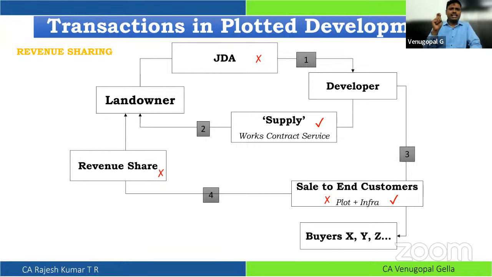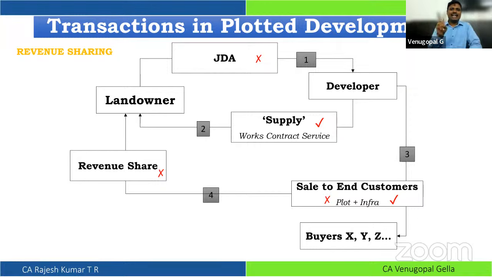Absolutely. The answer is, I'll tell you the simple answer. You are not the owner of the land. You got the land by virtue of the joint development agreement. That means you have provided a works contract service to the landowner, in lieu of a consideration payable in cash. Since he is not able to give you cash, he has given you a plot. That plot you have sold. So you have converted a consideration in kind into consideration as cash.